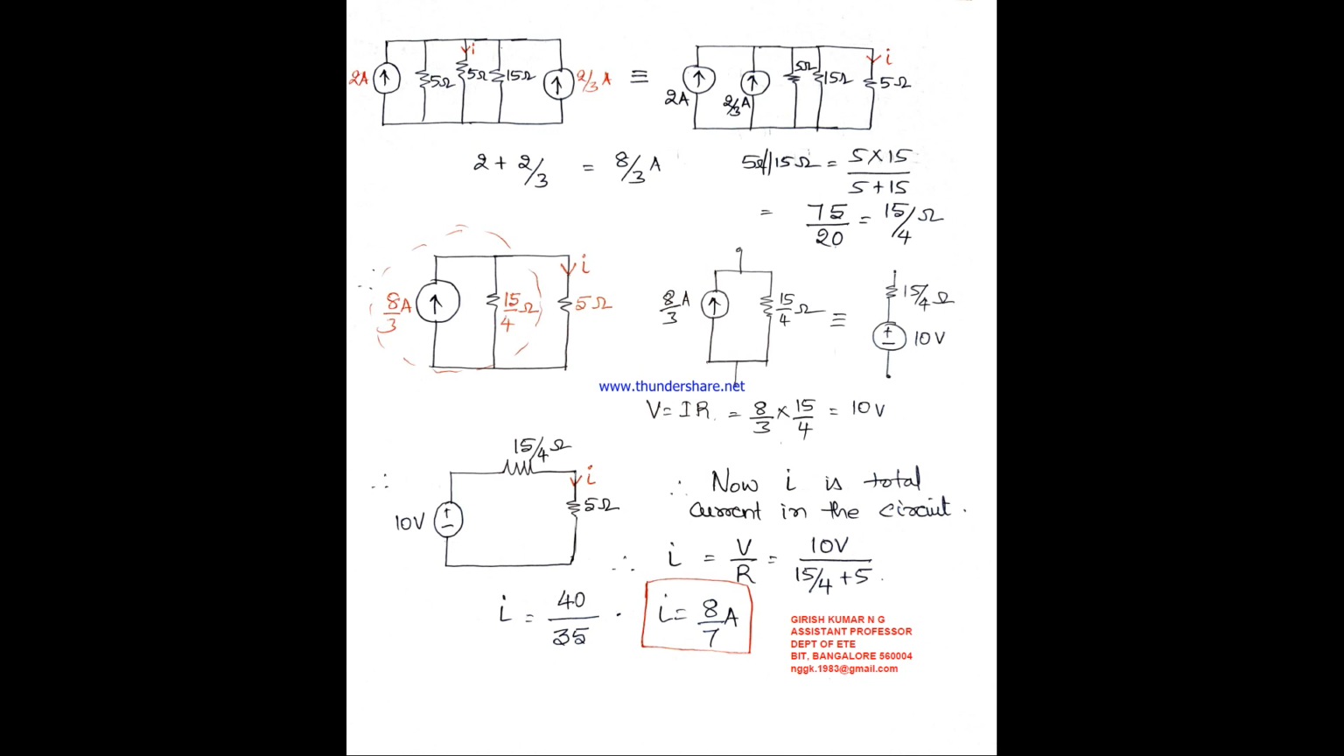You get 1 point something if you take that fraction into decimal. So 8 by 7 amps is the value of the current I.